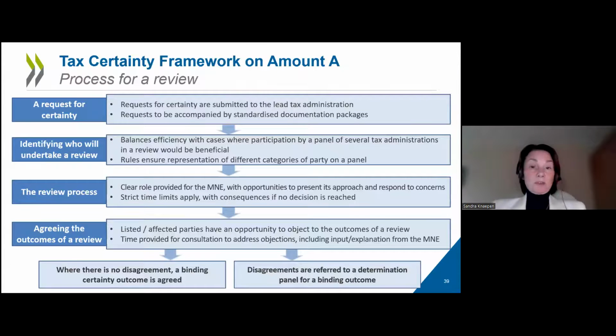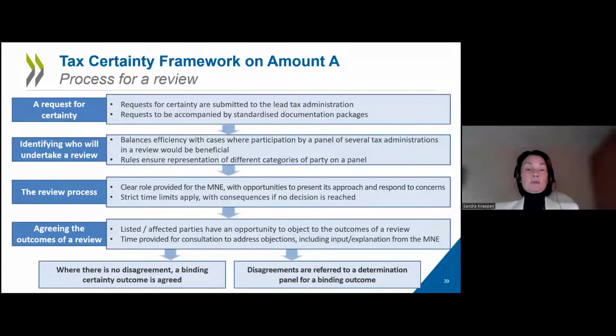Now, once a review begins, the approach in the MLC responds to some of the comments that we received in previous consultations, and that ensures that the M&E is involved in the process. So there will be meetings or calls where the M&E can present its approach. And wherever it is likely that the approach will not be agreed or that changes will be recommended, the M&E will have an opportunity to respond to the comments. Also in response to comments from consultations, we have strict time limits on the review, but I will tell a little bit more about that later on.